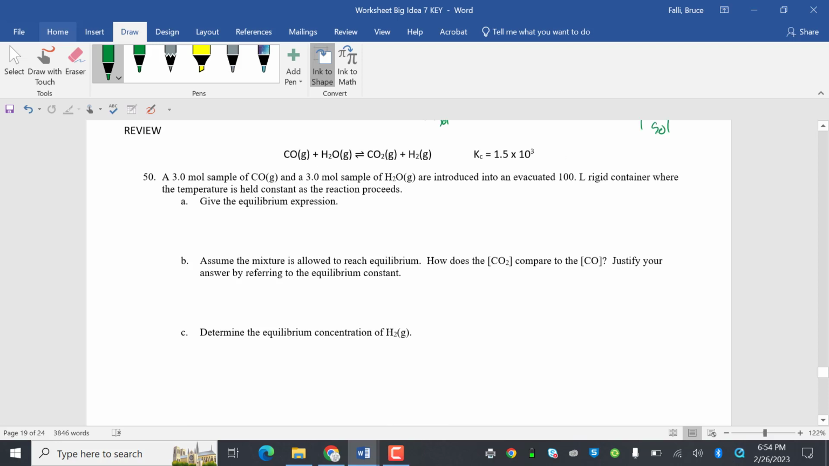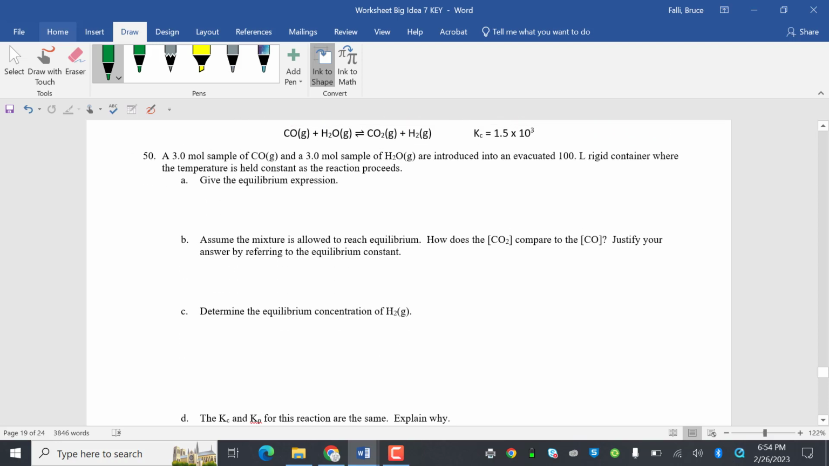So these aren't really review questions. This came from a part of my source that has a different one. So a 3 mole sample of CO and a 3 mole sample of H2O are introduced into an evacuated 1 liter rigid container where the temperature is held constant as the reaction proceeds. Give the equilibrium expression. K equals CO2 times H2 over CO and H2O.